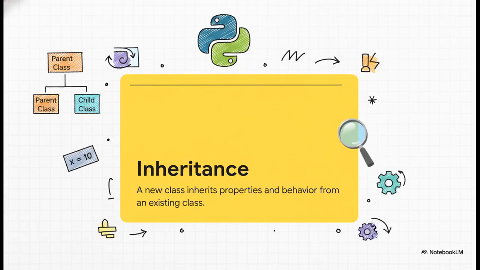Next up, we have inheritance. This is an incredibly powerful way to reuse code. You can create a new class that's a more specific version of another one. For example, you could have an electric car class that inherits everything from the main car class. So you get all the normal car stuff for free, and you just have to add the unique new things, like a charge battery method. You don't have to start from scratch.